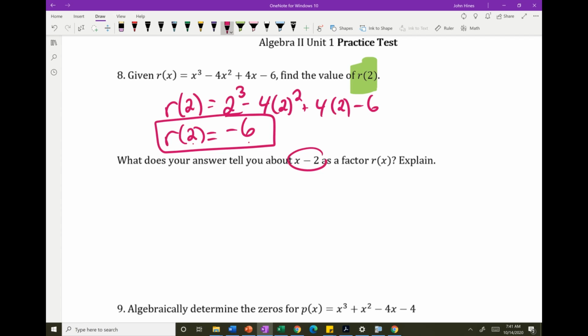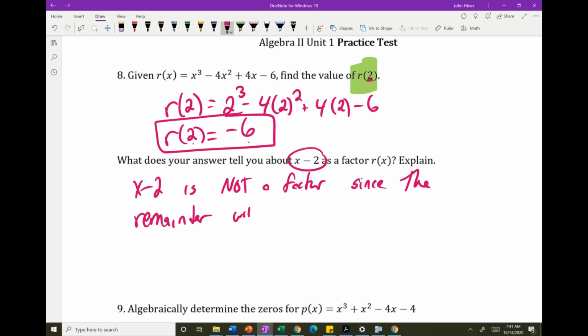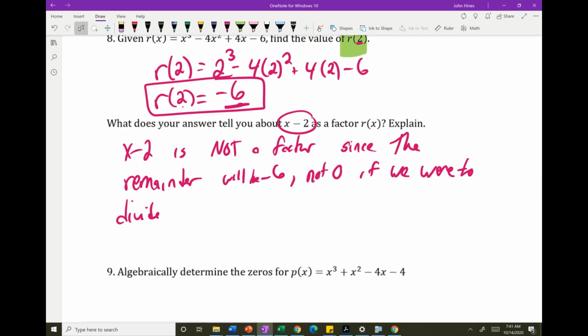Well, what does my answer tell me about x minus 2? So again, if I want to know about x minus 2, notice I plug in a positive 2. This tells me x minus 2 is not a factor, since the remainder will be -6. That's what the remainder theorem tells us: the remainder will be -6, not 0, if we were to divide. I'm not even going to divide because I know the remainder is -6. So it's not a factor because the remainder theorem tells us it's not equal to 0.